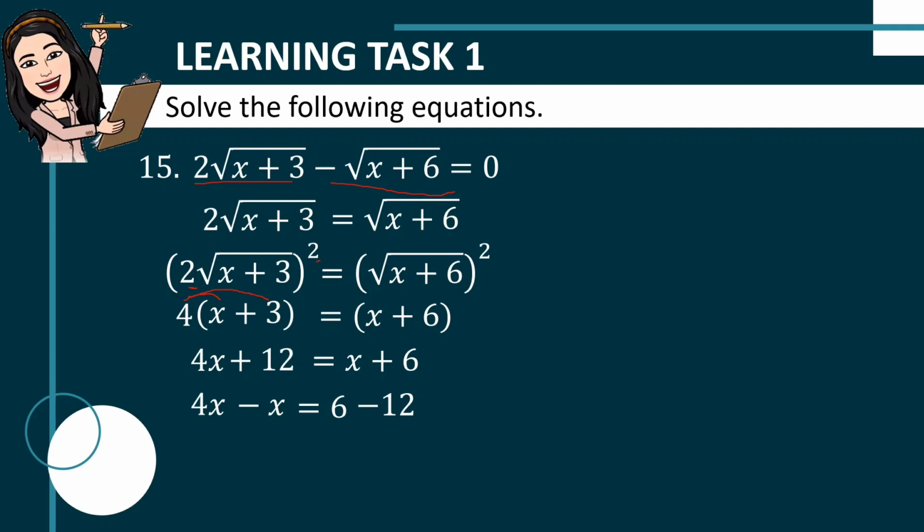Now, for 4x minus x, we have 3x. And 6 minus 12, we have negative 6. In order to find the value of x, we need to divide both sides by 3. So, therefore, makakancel natin, x is equal to, what is negative 6 divided by 3? Okay, we have negative 2. So, therefore, x is equal to negative 2. Maliwanag ba? Okay, so that's it for your learning task number 1.